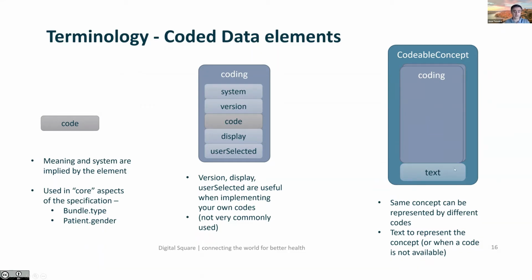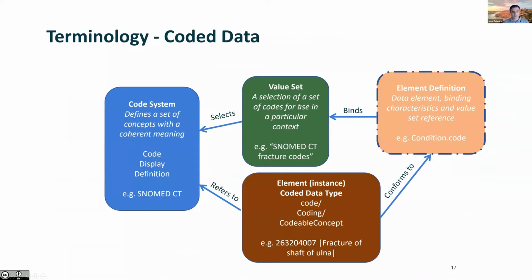The text is even useful when you don't have a code for that yet, and you say this is not coded, this is an unknown disease or something that you want to put there. In that case, if you don't have a code, you can at least have text. So these are the data elements. We will focus on the codable concept. That's our default approach. Just to see how the whole thing fits together.